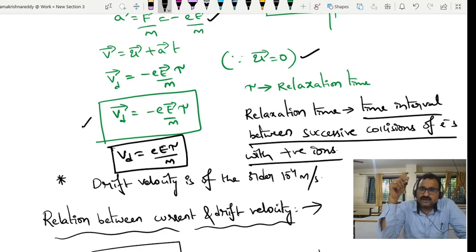What is the drift velocity we are writing here? Drift velocity is of the order of 10 power minus 4 meter per second. Now, coming to the relation between current and drift velocity, this is one of the important relations we are studying. Here you have to practice the drift velocity expression: Vd is equal to e E tau divided by m.